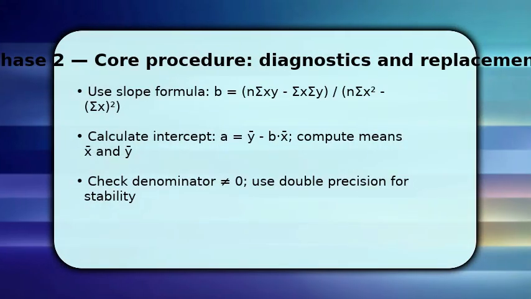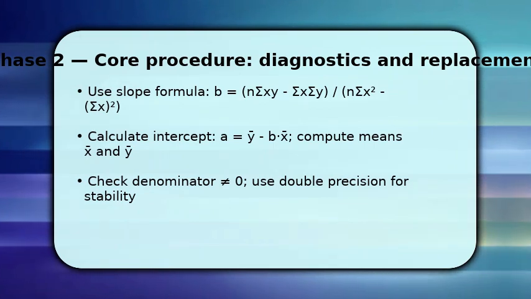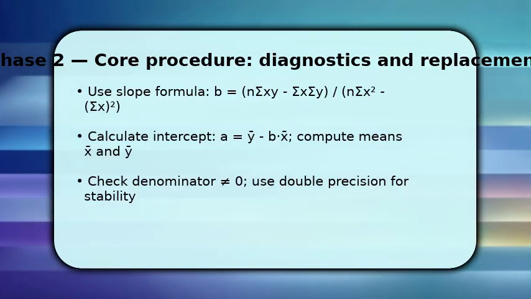Now compute the slope using the closed-form least squares formula. Plug in n, Σxy, Σx, and Σx². You'll get b equals n Σxy minus Σx Σy, divided by n Σx² minus (Σx)². Once you have b, compute the intercept a equals ȳ minus b times x̄, where x̄ and ȳ are the means.